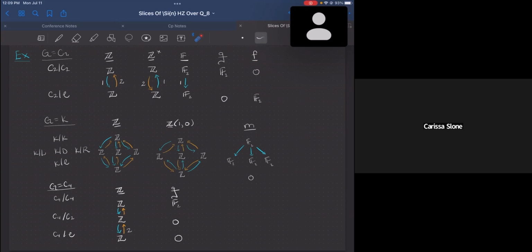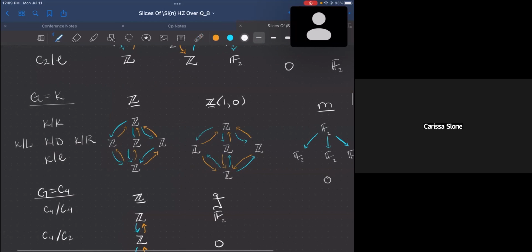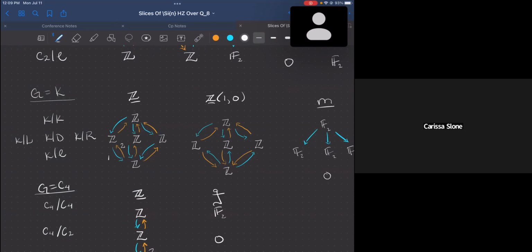For Klein 4, the diagram gets a little bit more complicated. So we have a K mod K at the top, a K mod L, K mod D, and K mod R in the middle, where L, D, and R are the left, diagonal, and right subgroups of Klein 4 respectively. And then there's a K mod E at the bottom. So again, we have the constant Mackey functor Z, where every group is Z and all of the Weyl group actions are trivial. And then all of our restrictions are 1 and all of the transfers are 2.